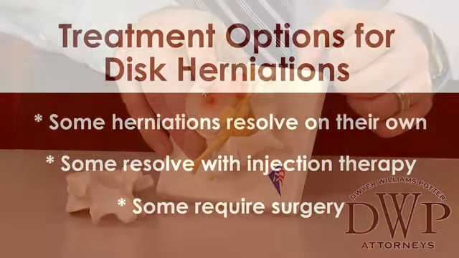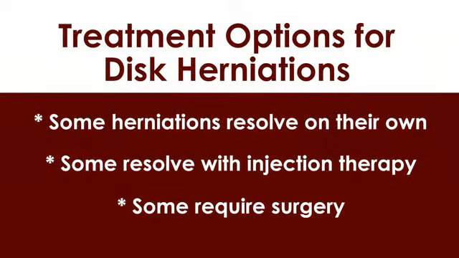Basically, there's three treatment options for disc herniations. First, you can leave it alone and see if the disc reabsorbs and fixes itself. If that doesn't work, you can go through physical therapy, medications, and even injections to see if that will fix the disc and the problem. And if that doesn't work, the last option is surgery.